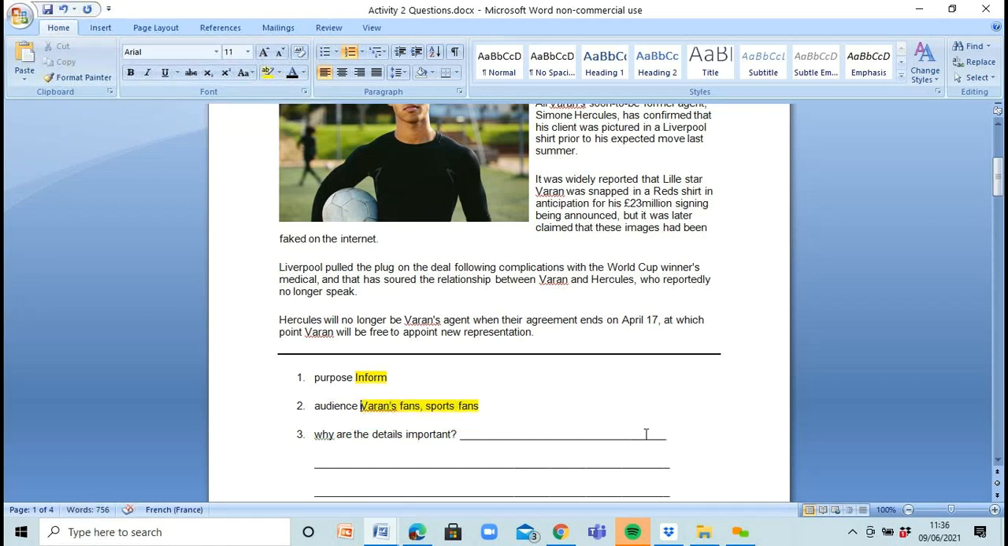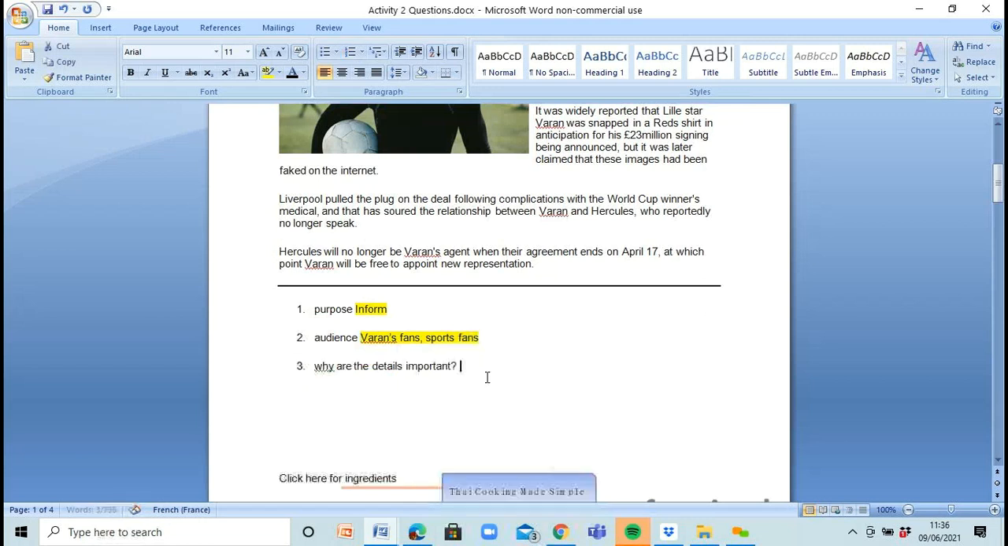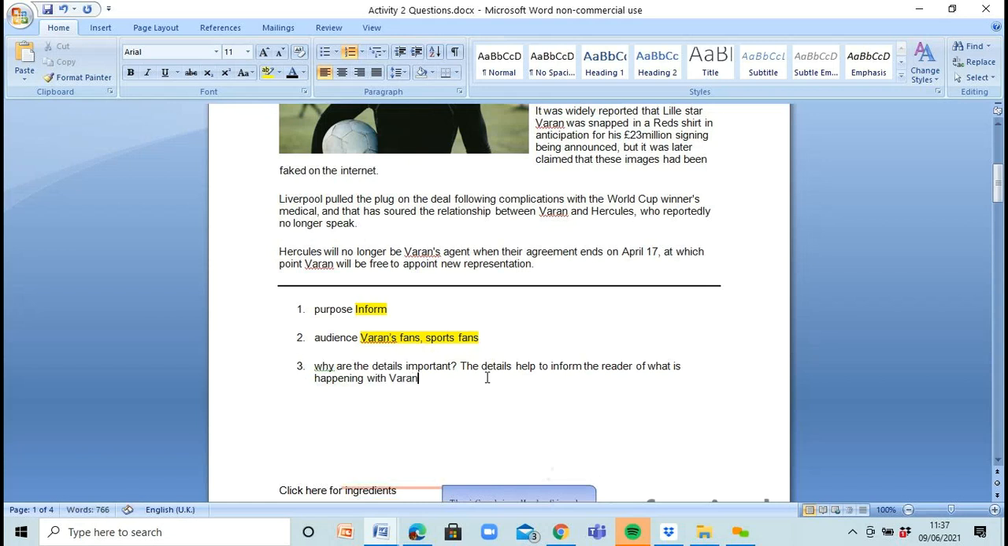And then why are the details important? So we're just going to look on here at why the details are important. So for this little section, I'd put down something like the details help to inform the reader of what is going on or what is happening with Varun's football career.